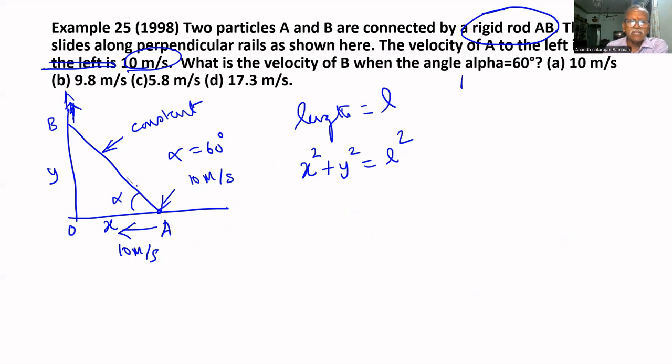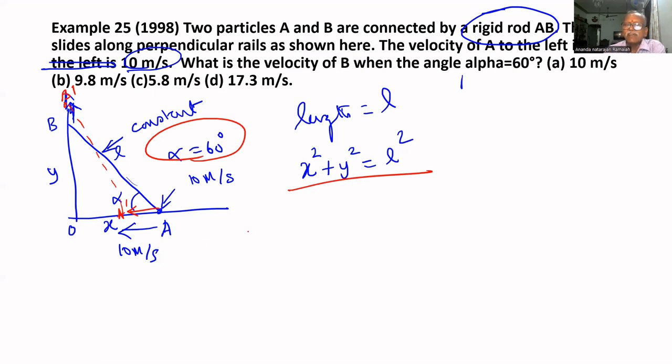Here the rod is a rigid rod, that's why L is constant. Even if it moves some distance, say A moves from here to A dash, and B goes to B dash, the rod will be like this. Then also the same right angle triangle gives X square plus Y square equals L square, whatever the angle may be. But here the initial angle alpha is given as 60 degrees.